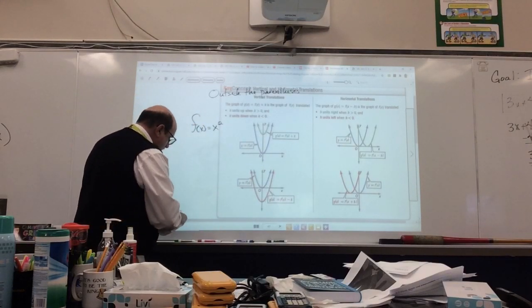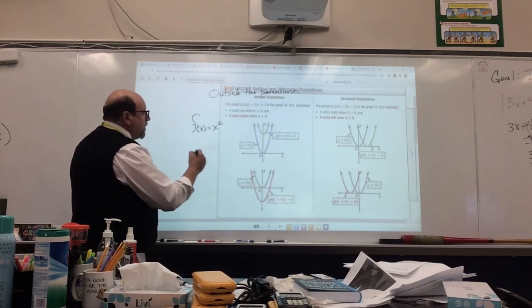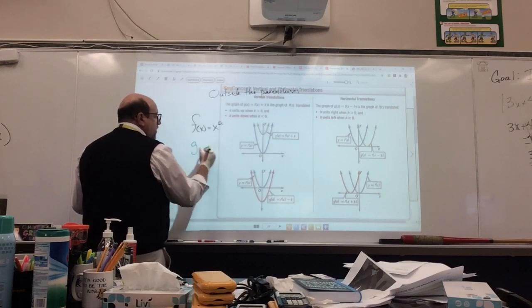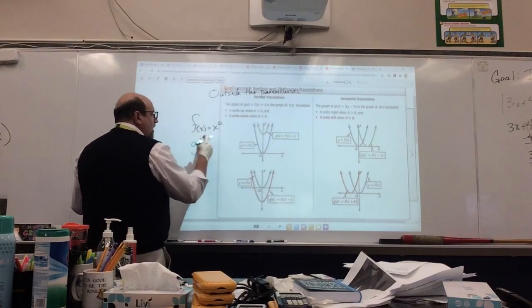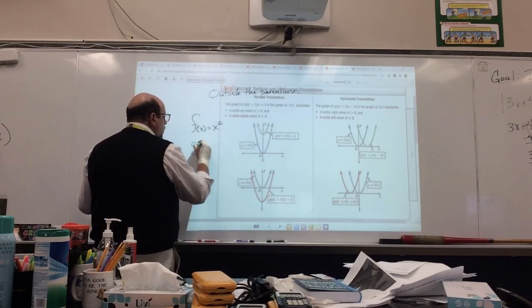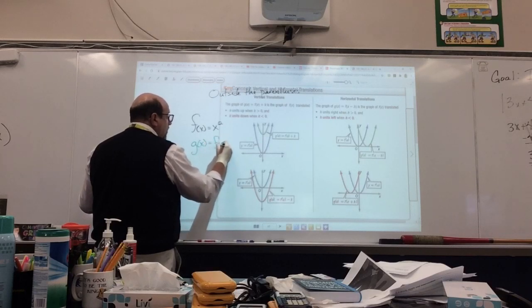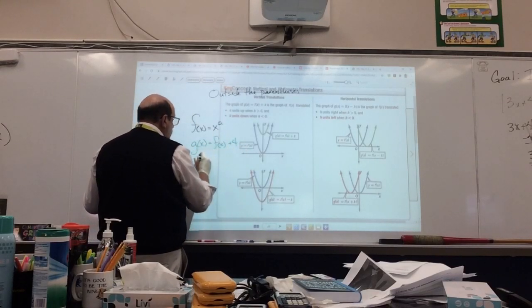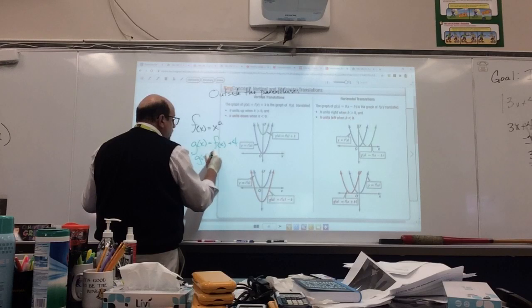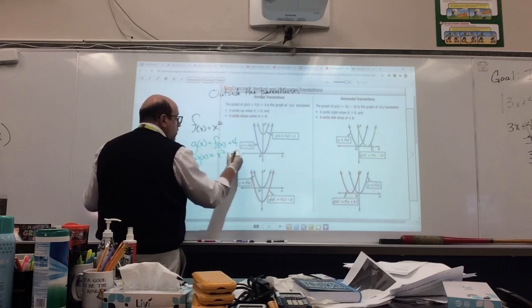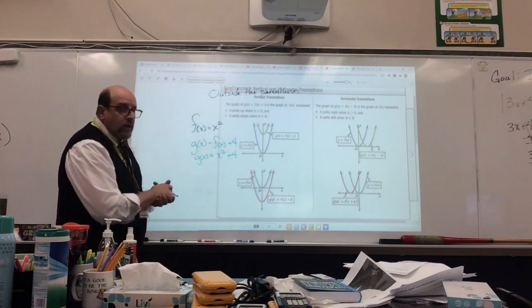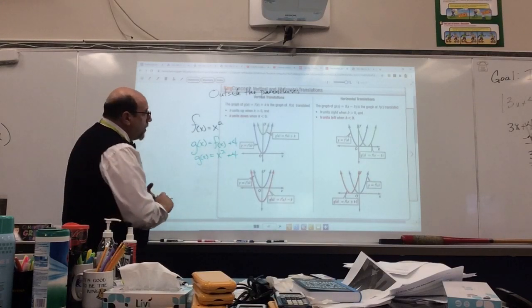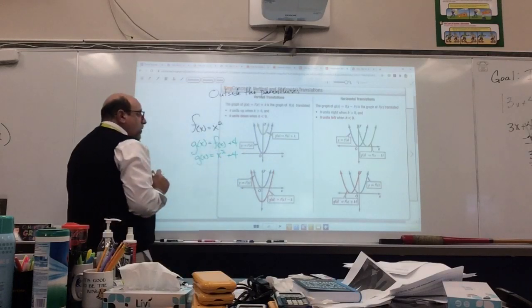So I'm going to show you what that function looks like written out. G of x, that's what that says, G of x is f of x plus 4. G of x is f of x, that's this, plus 4. Okay, well, we could also write it as G of x is x squared plus 4. Sound good? Great. And so we can just show what's going on there.